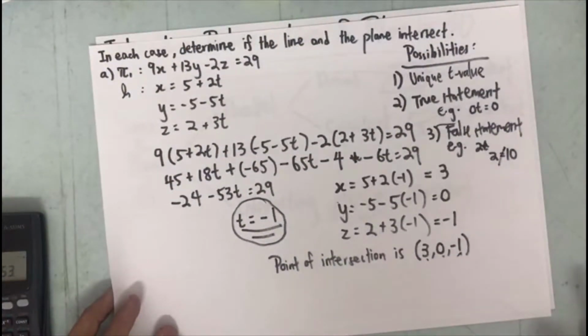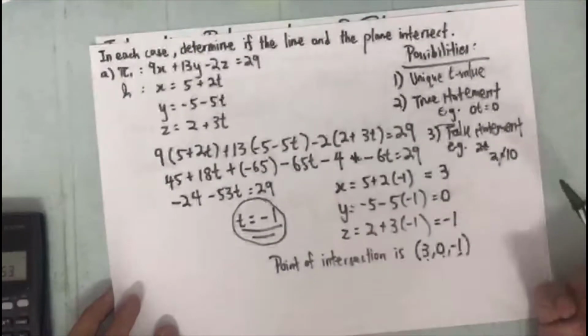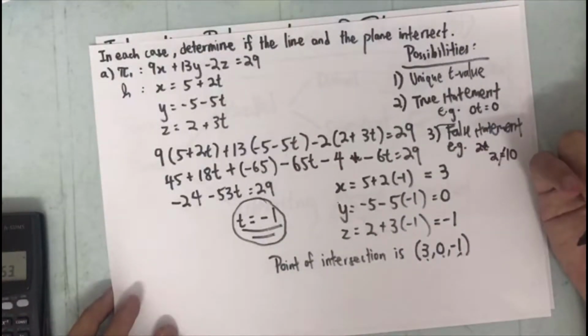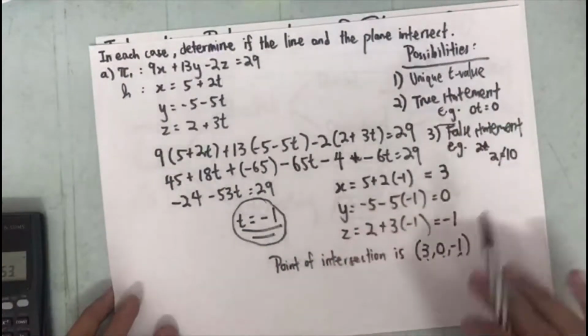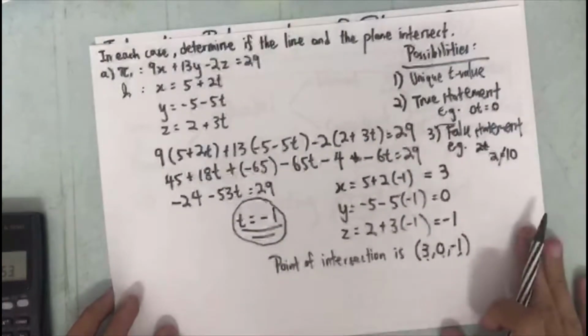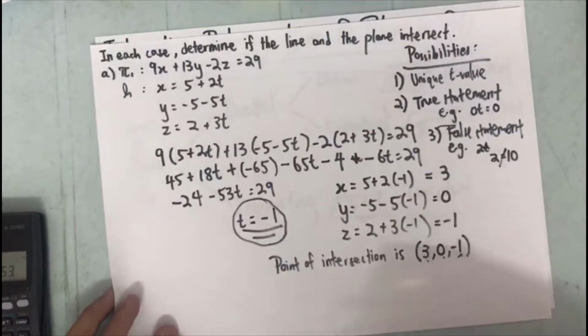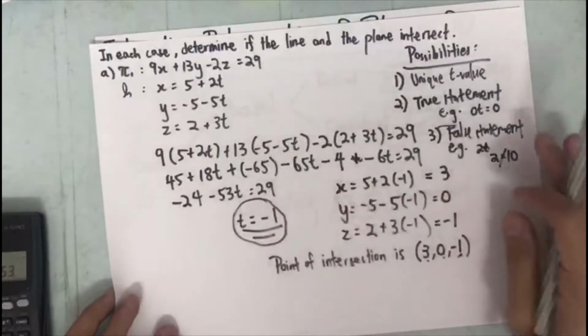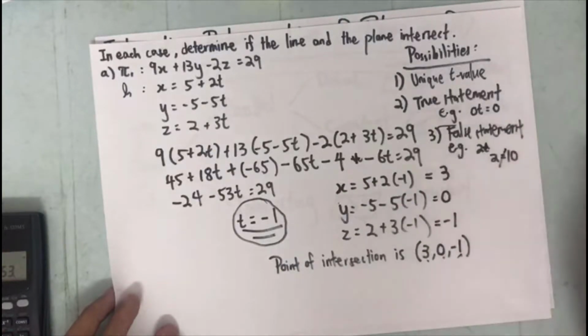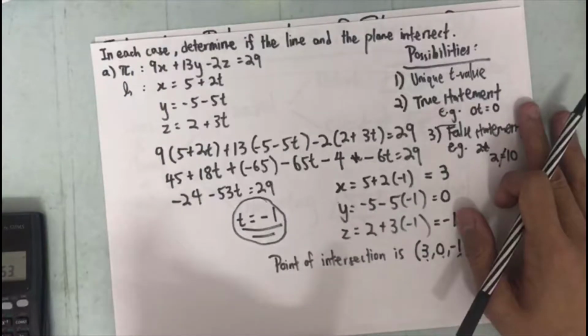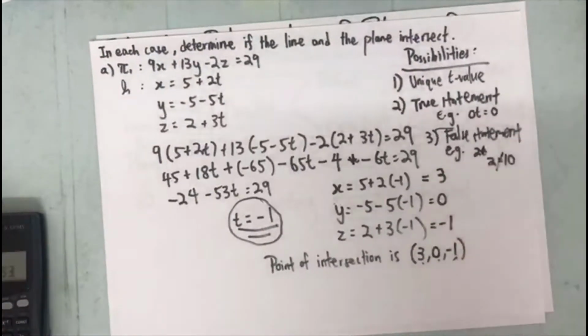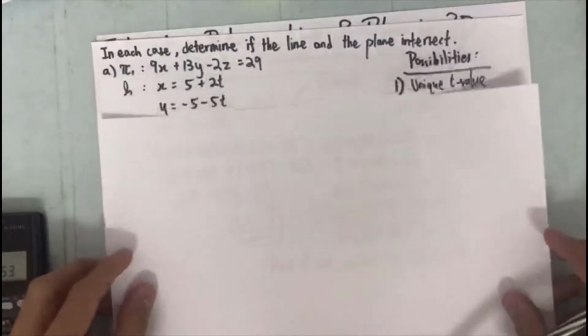Actually, there is another way to determine whether the line and the plane intersect or not. The previous method, which we have just used, is an algebraic approach. See, we have done a lot of algebra. There is another method, which is by looking at their vectors, a geometric approach.